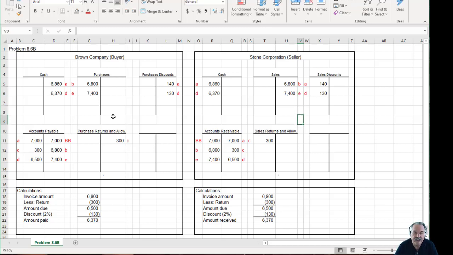This is a really good problem to practice both Chapter 7 and Chapter 8 at the same time. The Brown Company is Chapter 8, the purchasing stuff. Stone Company is Chapter 7, the sales stuff. But this is the same transaction, looked at from two different sides, one from the buyer and one from the seller side. Really good to practice this.